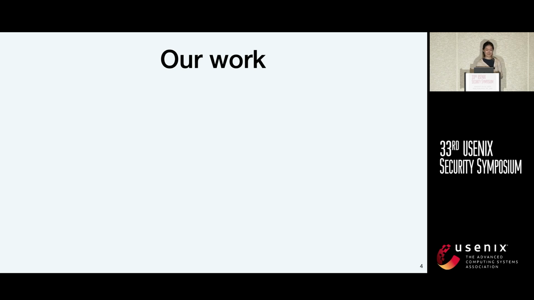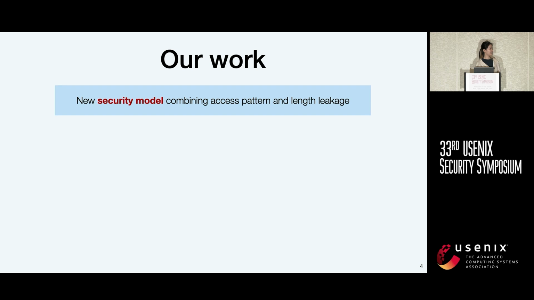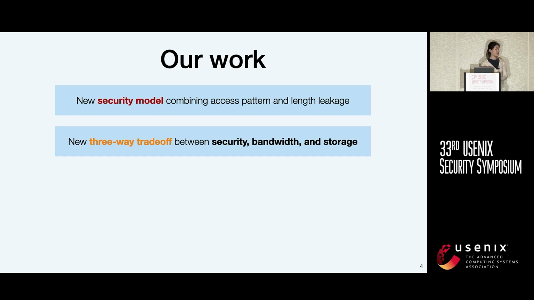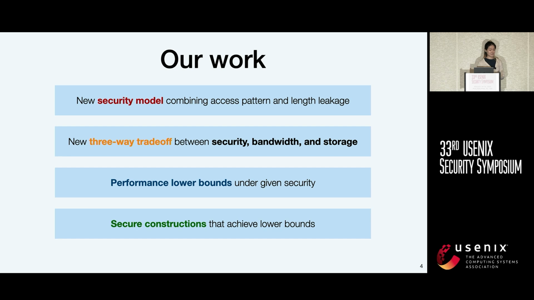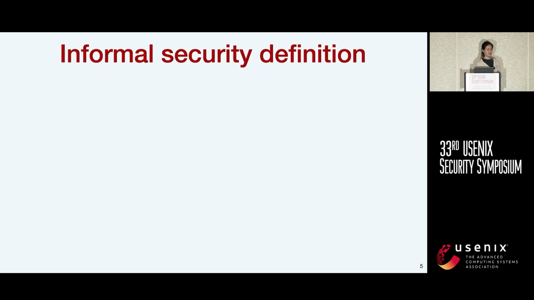This brings us to our contributions. First, we introduce a new security model that considers both access pattern and length leakage. Second, we explore a new three-way trade-off that's opened up between security, bandwidth, and storage. Third, we prove performance lower bounds under our considered security settings. And fourth, we achieve these lower bounds using secure constructions. I'll cover each of these in the rest of the talk, starting with our first contribution, a new security model combining access pattern and length leakage.